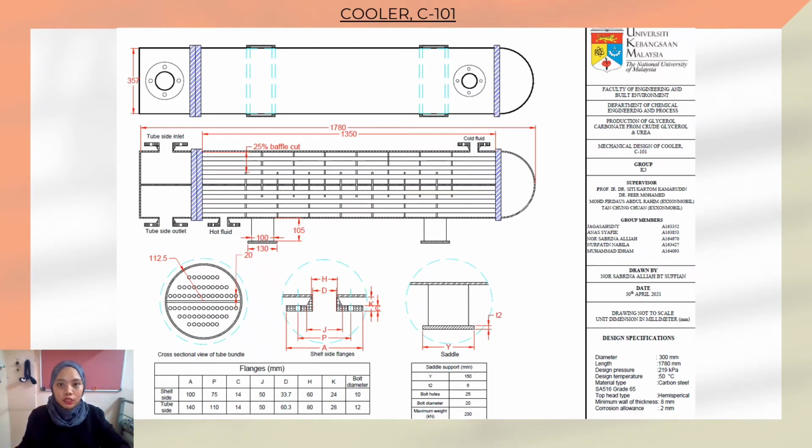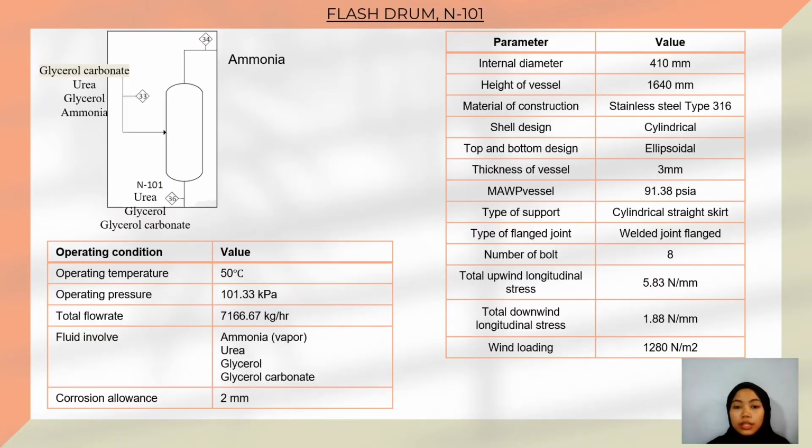Process fluid enters the tube through flanges at the top and exits through the bottom flanges, while service fluid enters the shell through the top flanges at the backside of the cooler and exits at the bottom. The baffle design is separated by 2 passes, which allow 40 tubes to be placed at each pass. Lastly, the design of the saddles is determined by using ASME, by looking at the maximum weight load that the saddle can hold. This slide will show the detailed design of the flash drum.